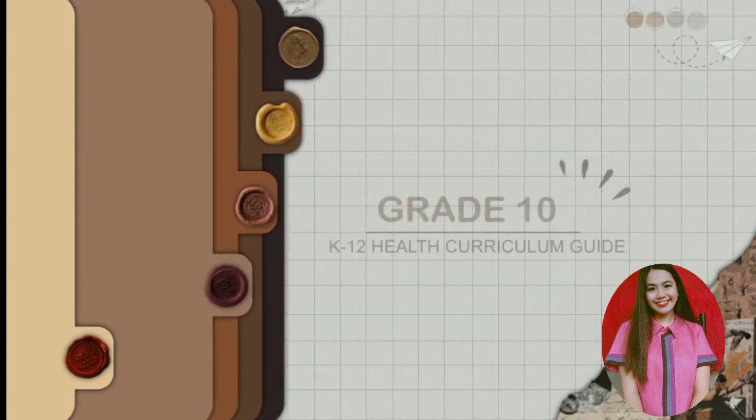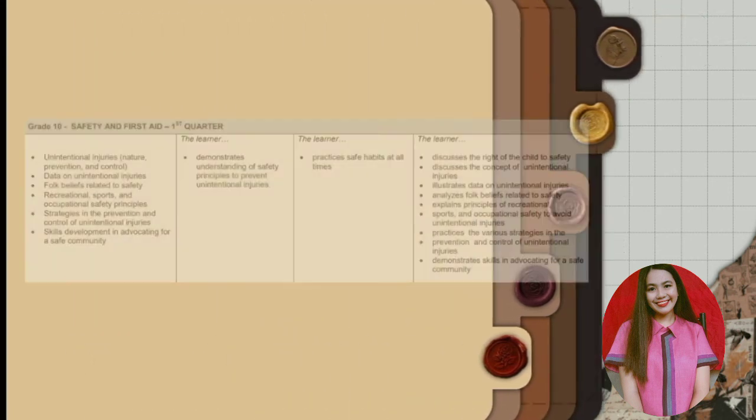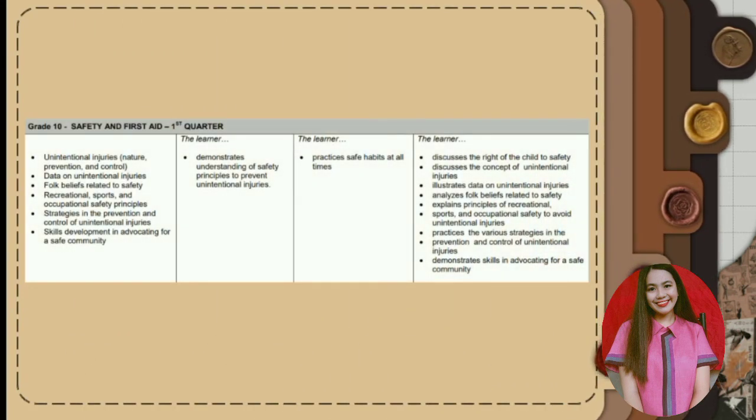Now, let us proceed to the grade 10 health curriculum guide. For the first quarter, we have safety and first aid. So, what are unintentional injuries? Unintentional injuries refer to injuries that are unplanned and typically preventable when proper safety precautions are followed.